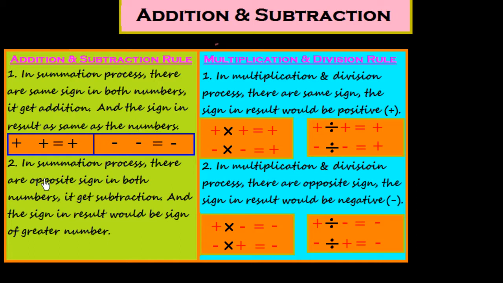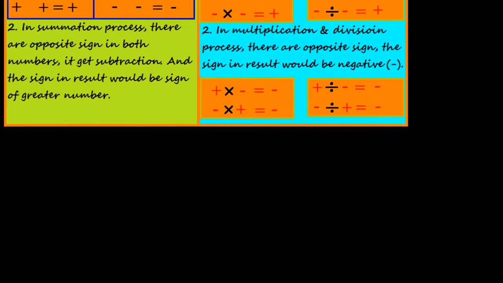In the second case, in the summation process there are opposite signs in the two numbers. So one number has a plus sign and the other is negative. The operation would be subtraction, and the sign in the result would be that of the greater number, whatever that sign is. So I will explain this first.